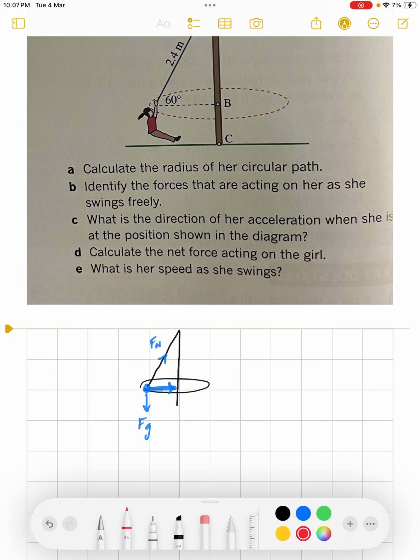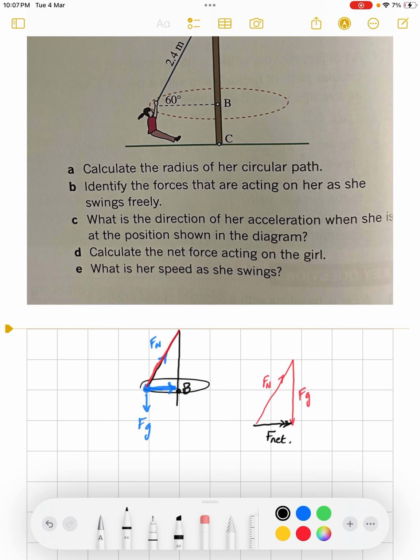And so the three forces are: the normal force, the force due to gravity, and the net force towards the center. That's point B.